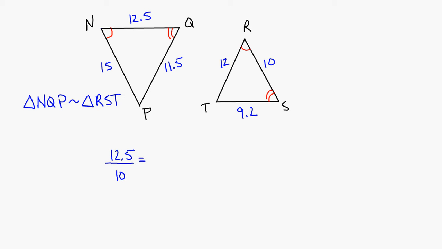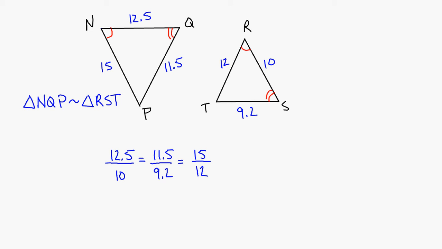And that's got to equal. Let's do QP in the numerator, 11.5. And ST would have to be in the denominator, 9.2. And then finally, PN, 15, over TR, which is 12.